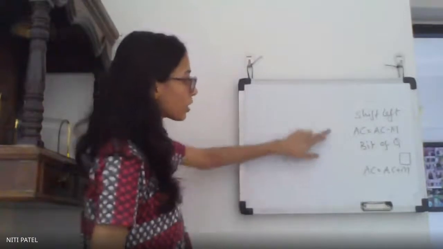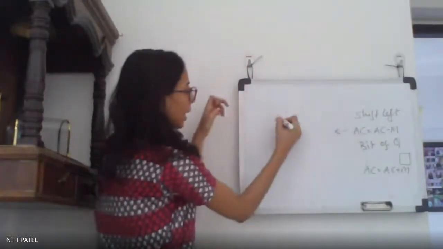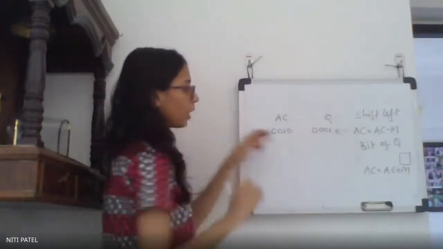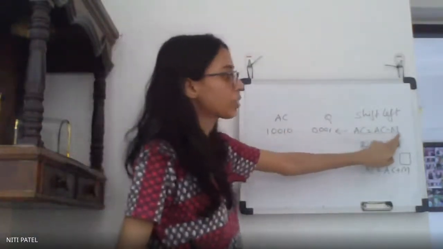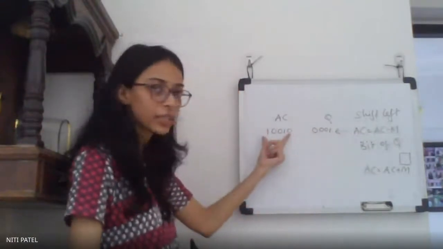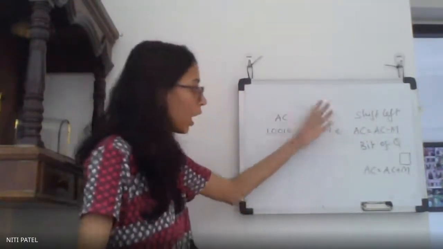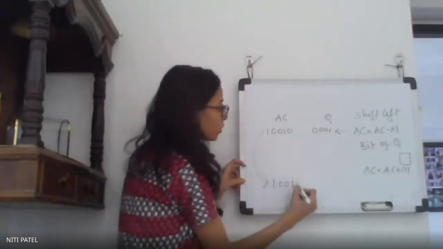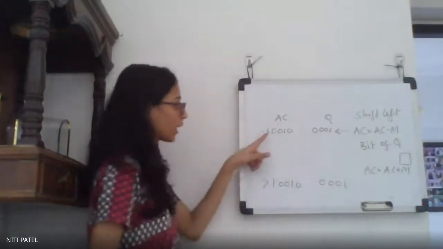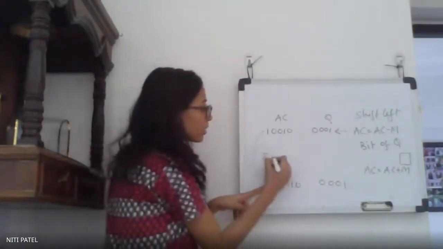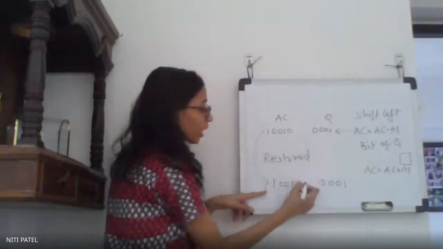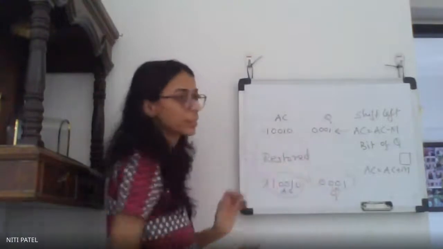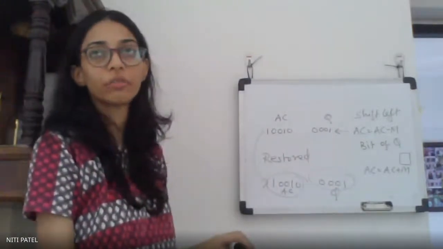Now, whatever result you get at this point in AC and Q, say suppose I have got 1 0 1 0 0 0 0 1. Suppose after I perform AC = AC - M, I have this content in AC and this content in Q. When I complete this operation, if I get the same result, 1 0 1 0 0 0 0 1, then I call it restored. The contents of AC and Q are restored as they were. Therefore, it is called restoring division.